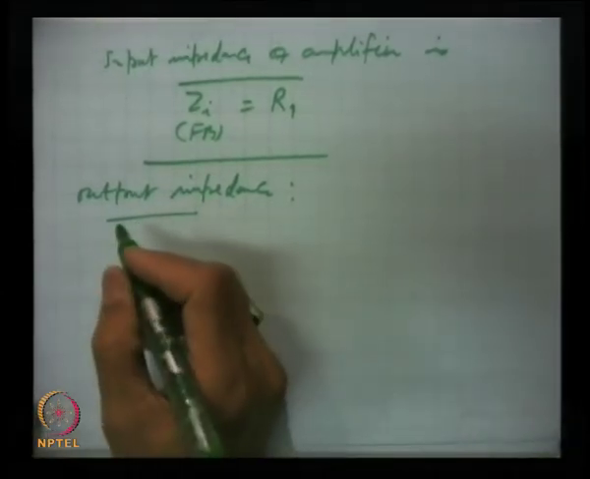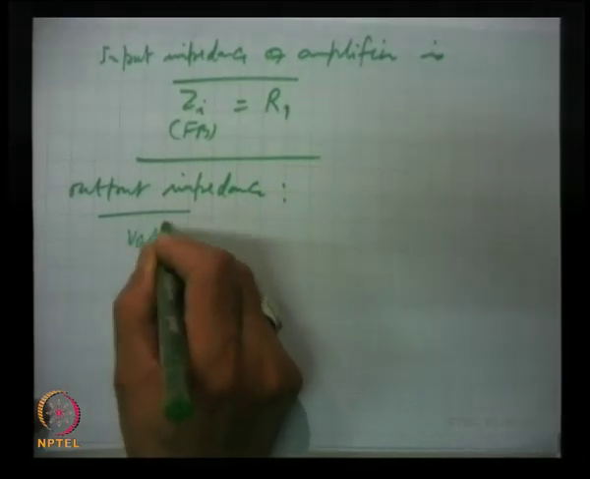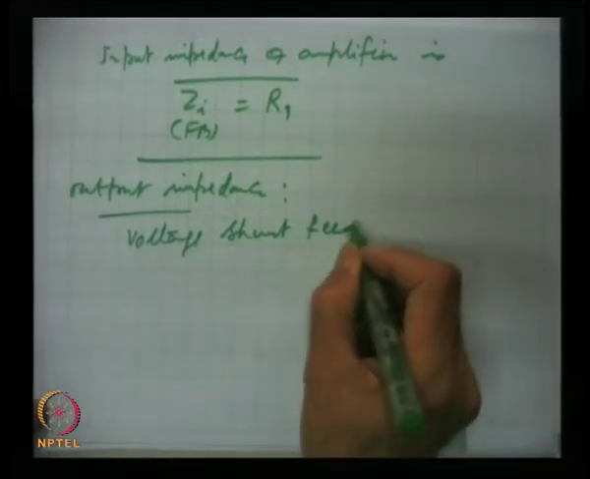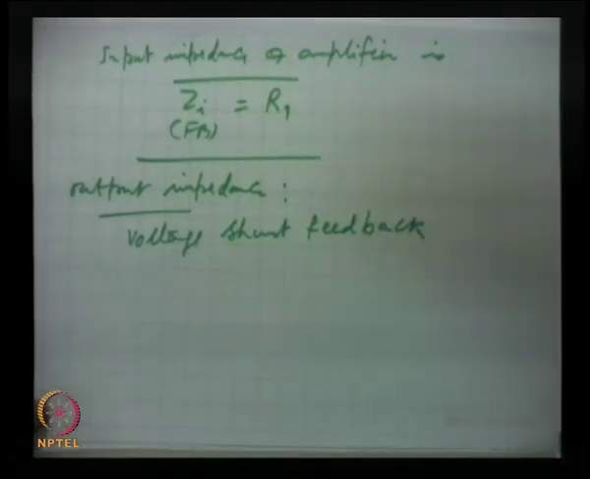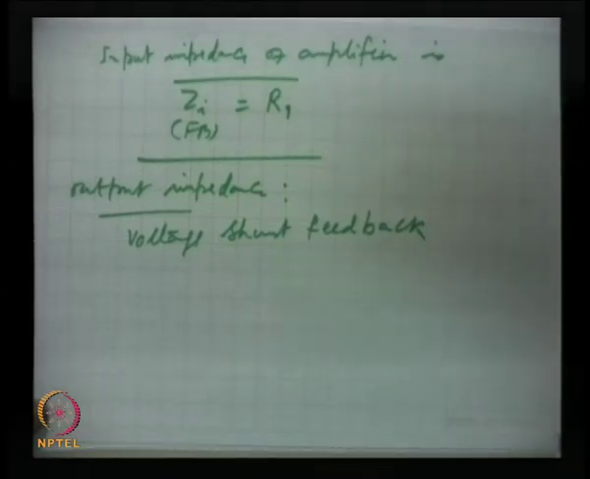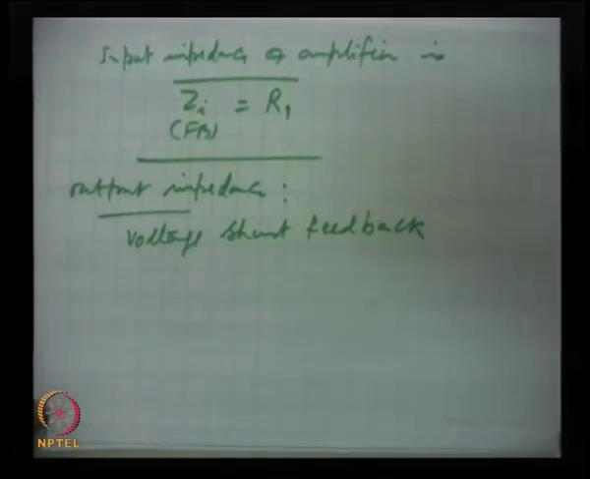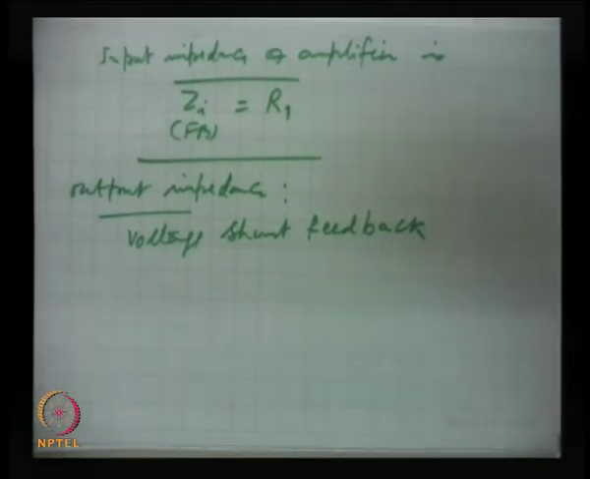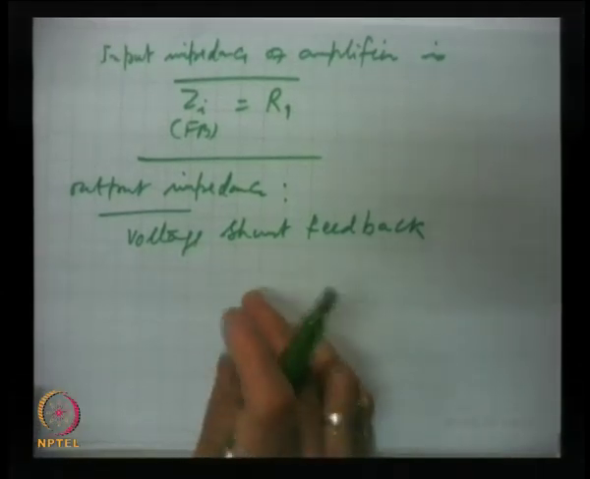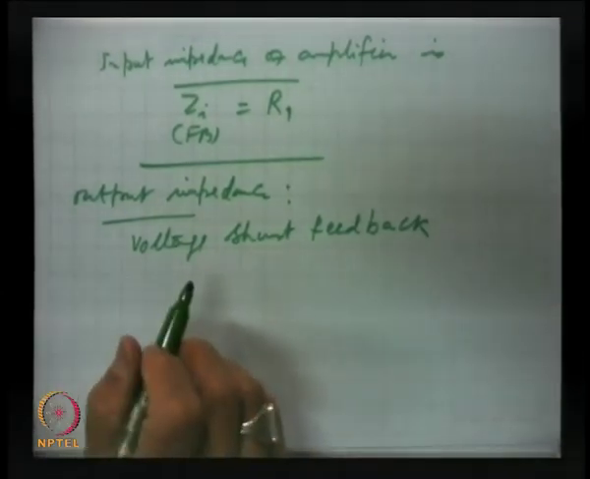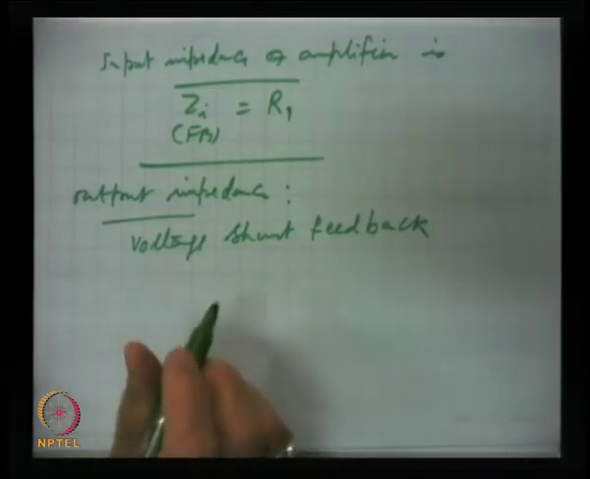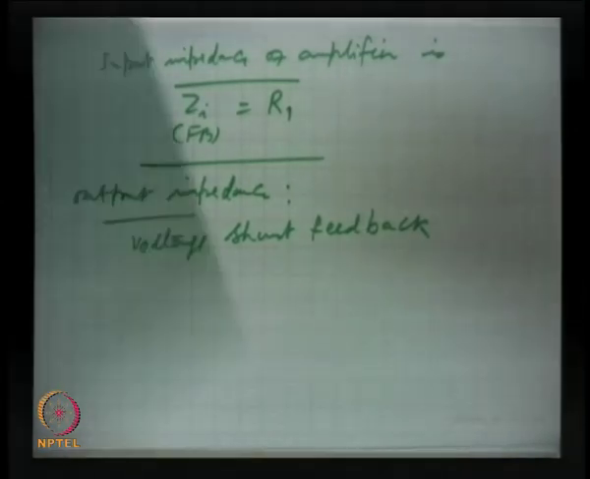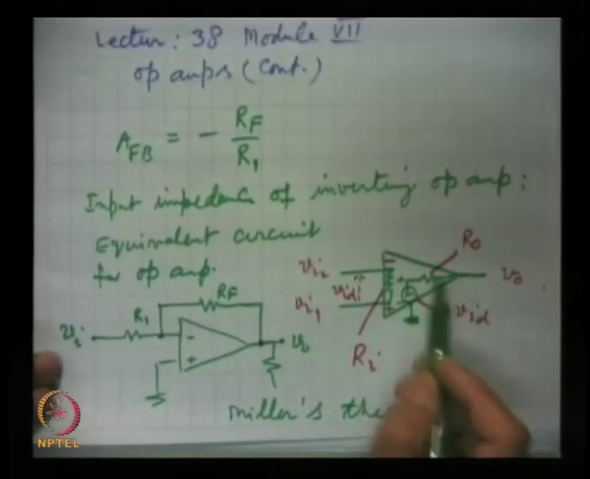Since it is a voltage shunt feedback, which we are using with the inverting amplifier, then you will recall from what has been said earlier when we were discussing feedback in amplifiers, that voltage shunt feedback brings the output impedance down by a factor of 1 plus AB. That is, the output impedance as shown in this equivalent resistance is RO.